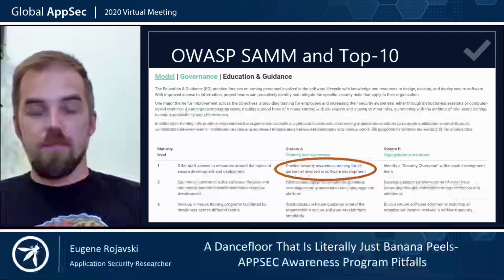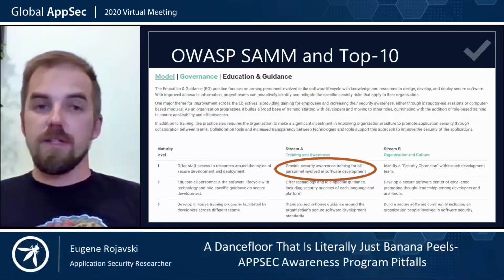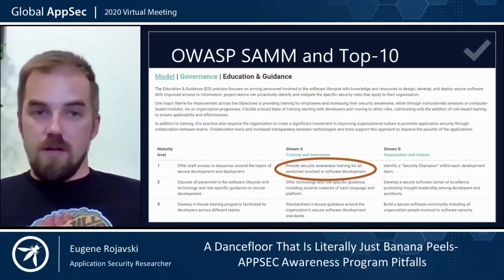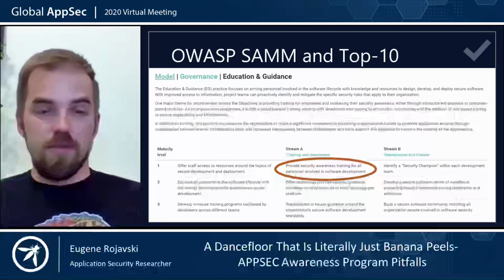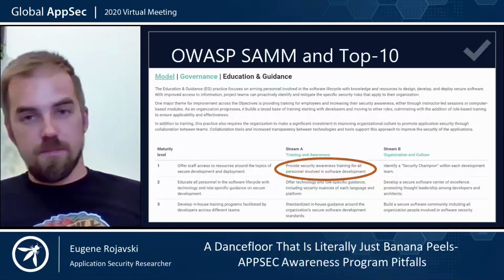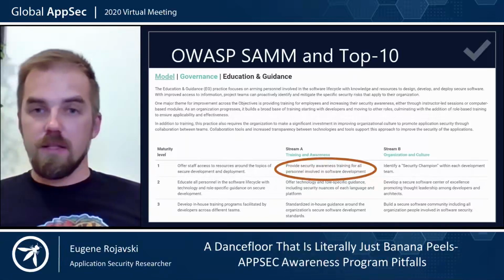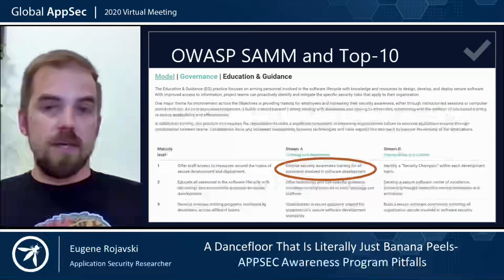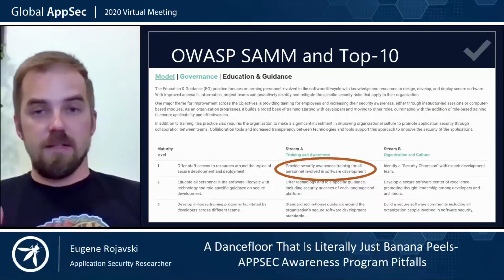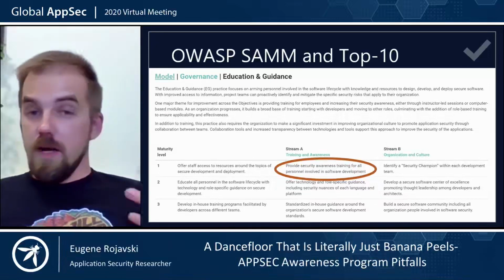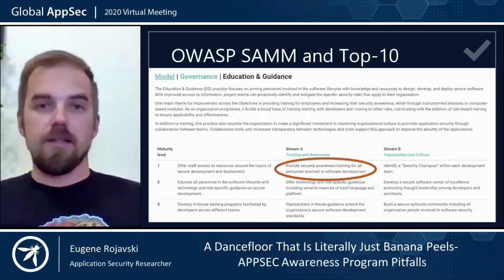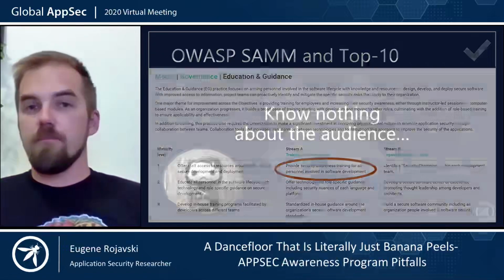You can start with the first maturity level of training and awareness, which tells you to give basic knowledge to everybody who is involved in development. Another OWASP project that will help you do that is the OWASP Top 10. So you can take the Top 10 and give it to your developers as basic knowledge, but what would happen if you just took the Top 10 blindly and gave it to everybody?